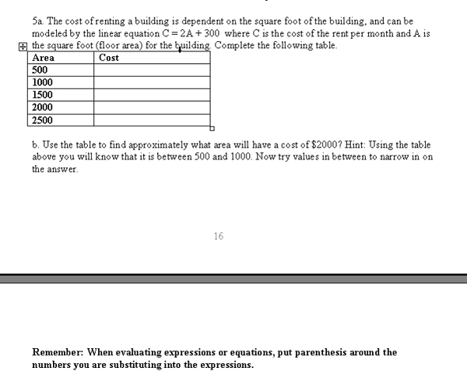Here's one more, evaluating the cost to rent an apartment based on the area A. Well, we're putting in different values for A. So if the area is 500, 2 times 500 is 1,000. 1,000 plus 300 is 1,300. And you could do that for each of these. Putting in the 1,000, 2 times 1,000 is 2,000 plus 300 is 2,300, and so on.